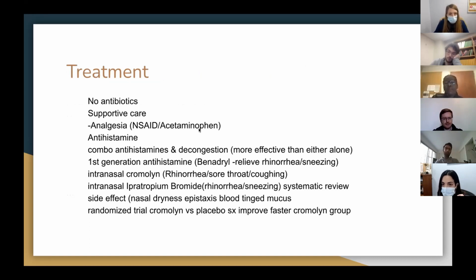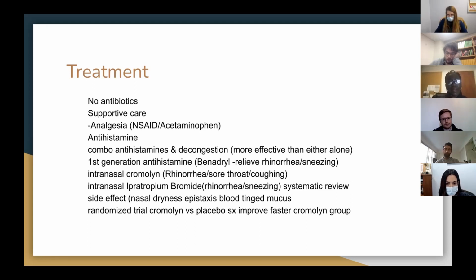Treatment. It's viral, so no antibiotics. Your patients will be begging you for antibiotics. Not necessary. So aim for supportive care, analgesia like your NSAIDs and Tylenol, and something for decongestion.